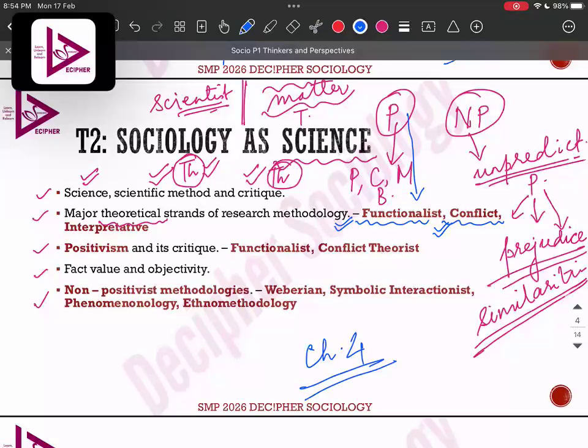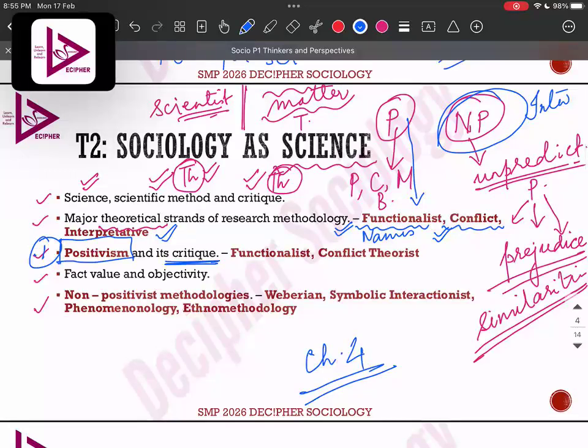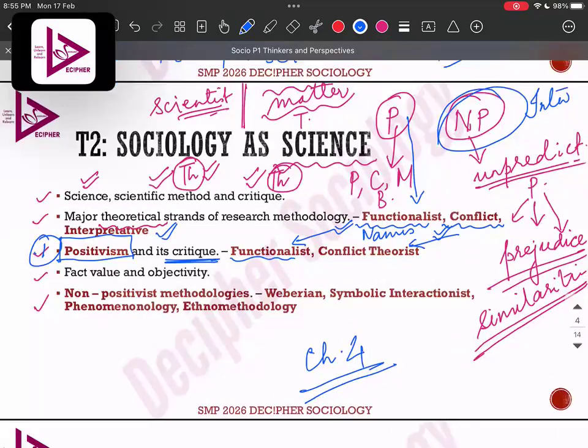This detail we have to remember, and perhaps a few names. Then we have the non-positivists. These people are also known as the interpretivist or interpretativist, right? So again, the same thing is coming here. Then two more important things. The first one is you will be asked questions on positivism and critique. So here you will be writing about the functionalist and the conflict theorist. So who will be the critique? If I am writing an answer on positivists, who are the people who are critiquing the positivists? I just told.